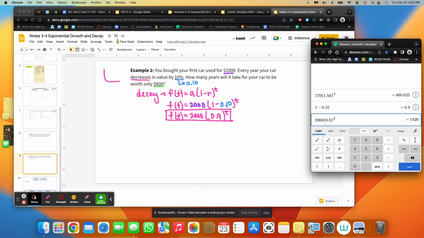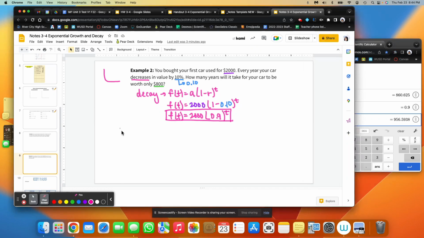So if I plug in 2, it's 1,620; 3, 1,458; 4, 1,312; 5, 1,180; 6, 1,062; 7, 956. So it looks like we're getting close. So let's just write out some work here. Let's plug in starting at f of 7. So when we plug in 7, we get 2,000 times 0.9 to the 7th power.